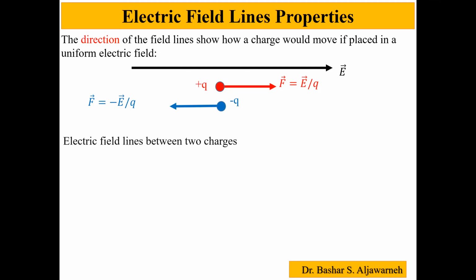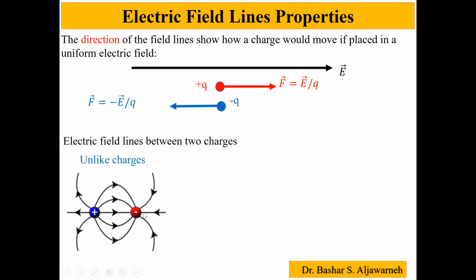What about the electric field between two like charges or two opposite charges? For the unlike charges, we know that we have attraction. Therefore, the electric field lines should go all the way out from the positive charge and into the negative charge, as you can see here. And these lines are the electric field lines.